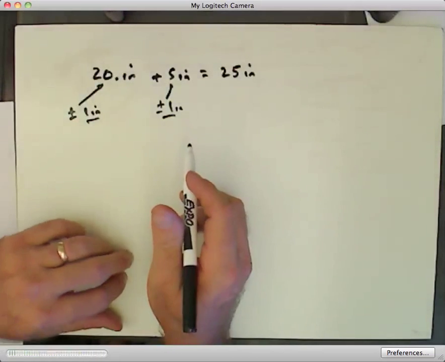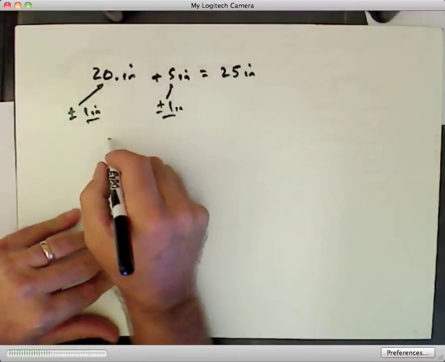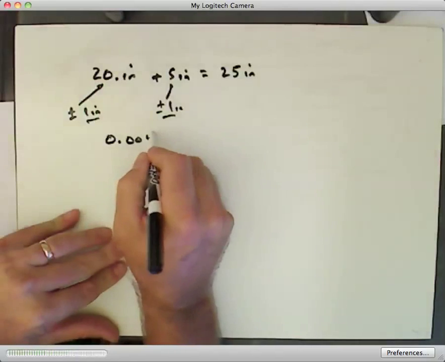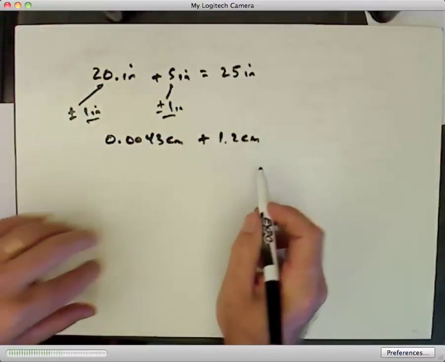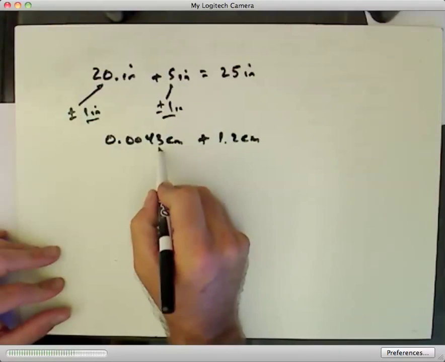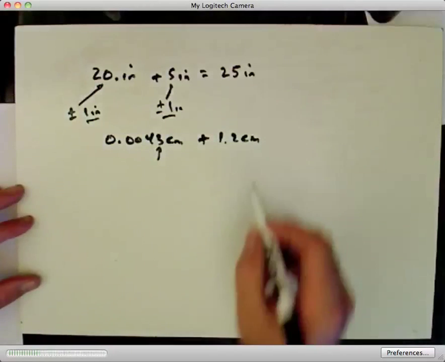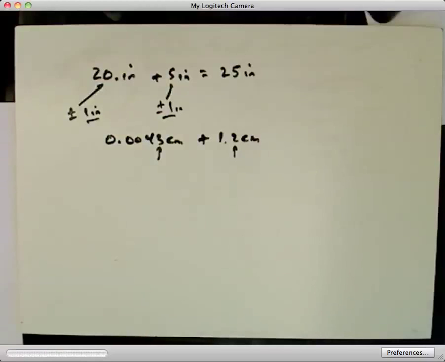If you have one like the last one on the top, 0.0043 centimeters plus 1.2 centimeters. Notice it's an addition problem. This right here is plus or minus 10,000ths of an inch. This is plus or minus tenth of an inch. Well, tenth of an inch is a much larger error.